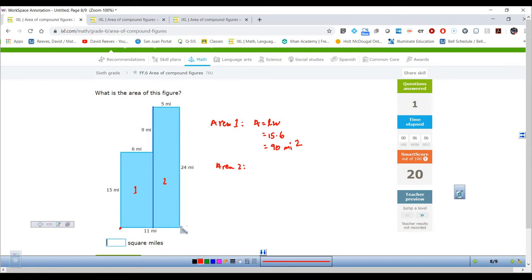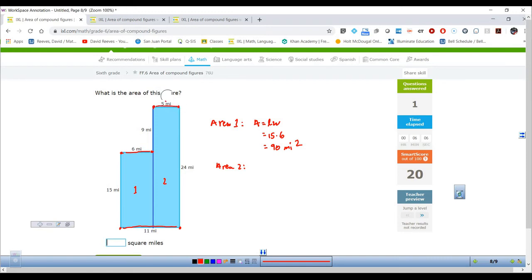Let's take a second here to talk about this. 11 is all the way across. From here to here is 6, right? So they didn't even actually have to tell us this, because if they told us this was 11 and this was 6, we could find out that's 5.